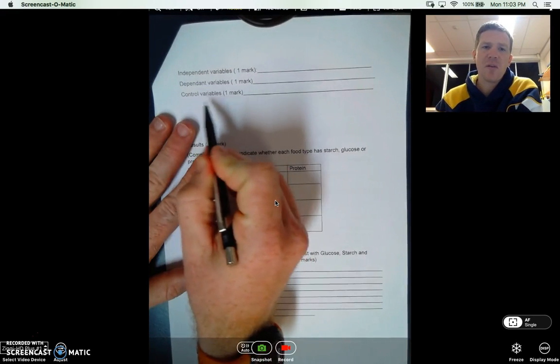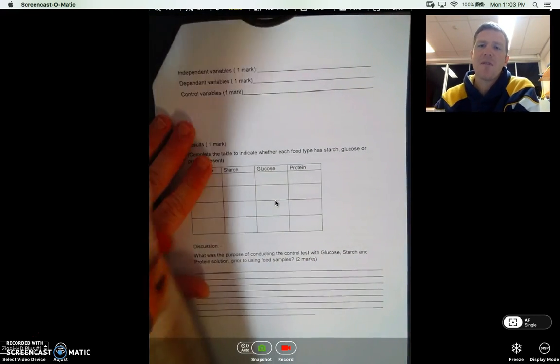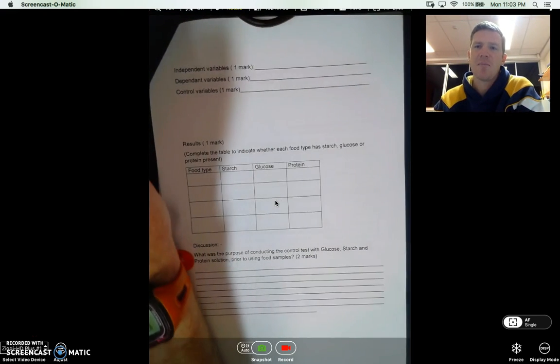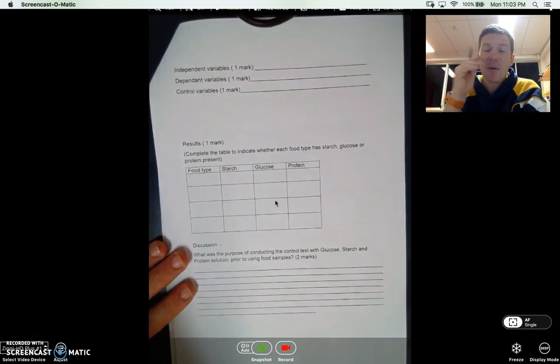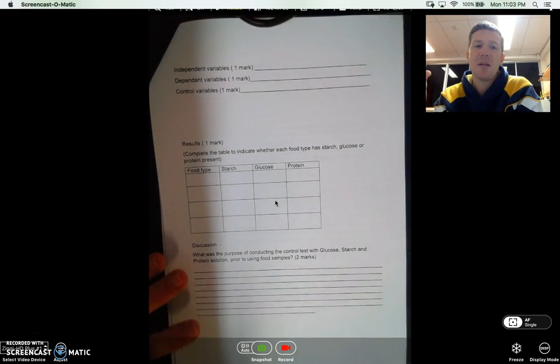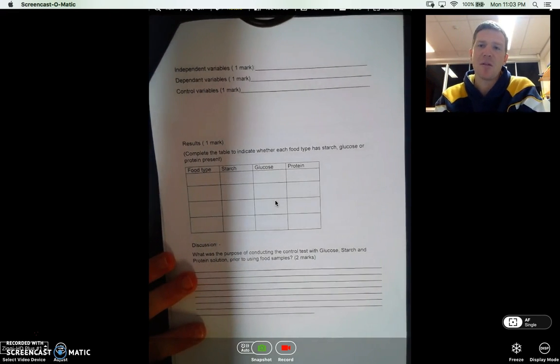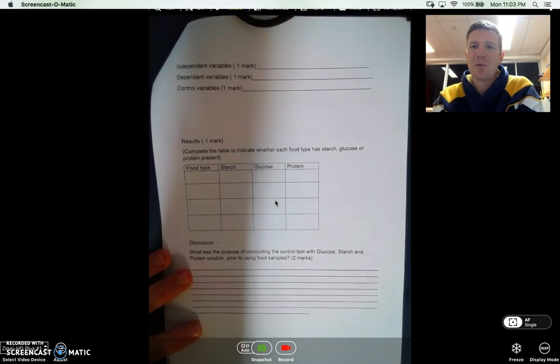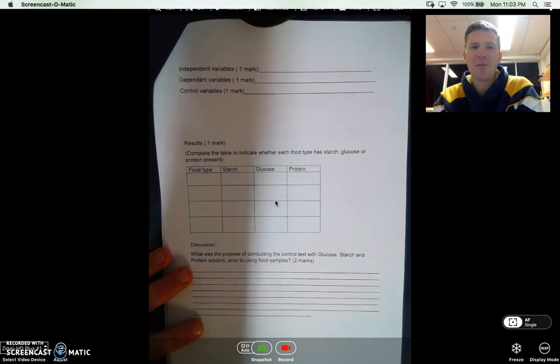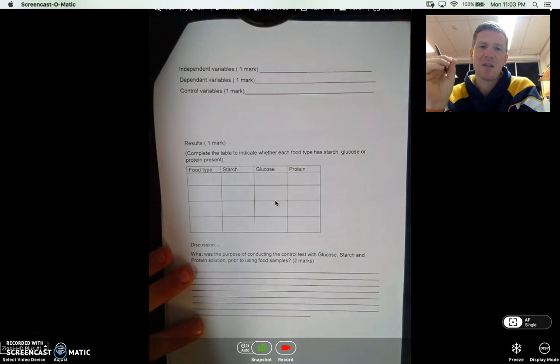The controlled variables are very, very important. They're everything else that we try to keep the same. So think about all the things that we kept the same in those tests. What were they? They may have been volume, temperature, or weights of food product. All the things that we might have kept the same to have a fair test, because if we don't keep them the same, it's not a fair test.